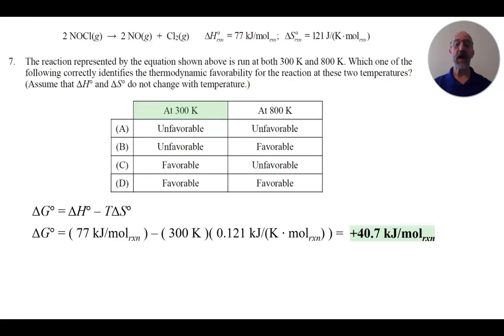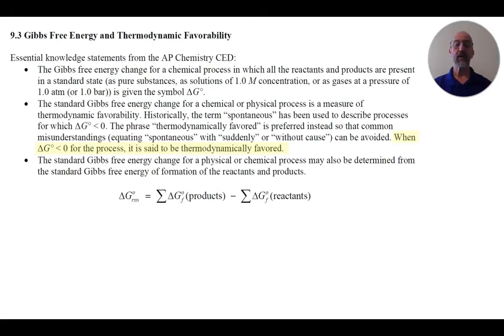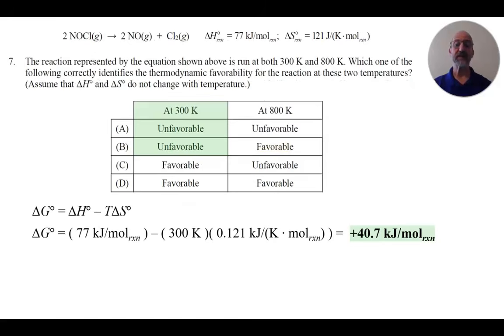Does this mean that it's unfavorable or favorable at 300 Kelvin? Well, remember that when the value of delta G is negative, it is said to be thermodynamically favored. So that means that when the value of delta G is positive, it is not thermodynamically favored. So we know that at 300 Kelvin, it is unfavorable or not favored. So the correct answer to question 7 is either choice A or B. Let's go ahead and eliminate choices C and D.